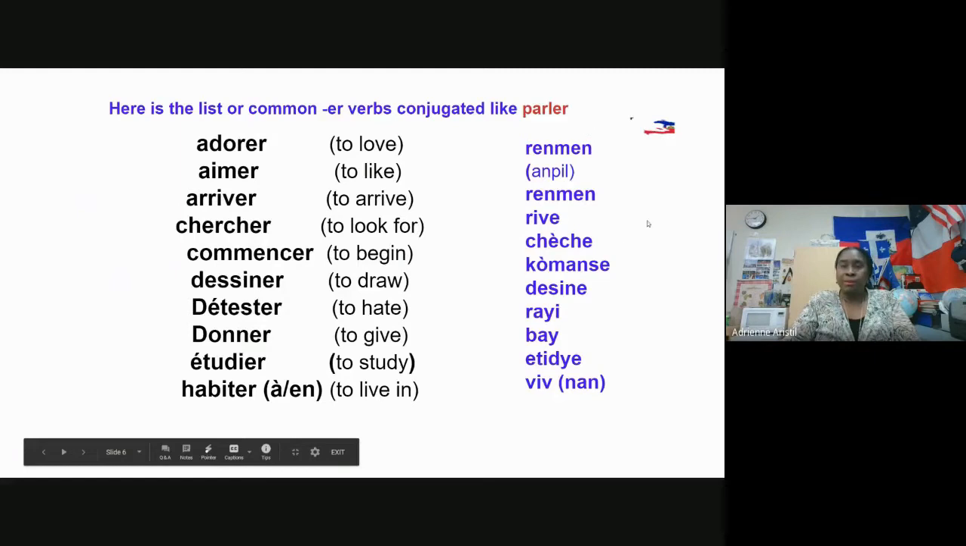In Creole, remet en pile, that's for adorer, to love. And remet, to like. River, to arrive. Chercher, to look for. Commencer, to begin. Dessiner, to draw. Railler, to hate. Buy, to give. Étudier, to study. Vivant, to live in.